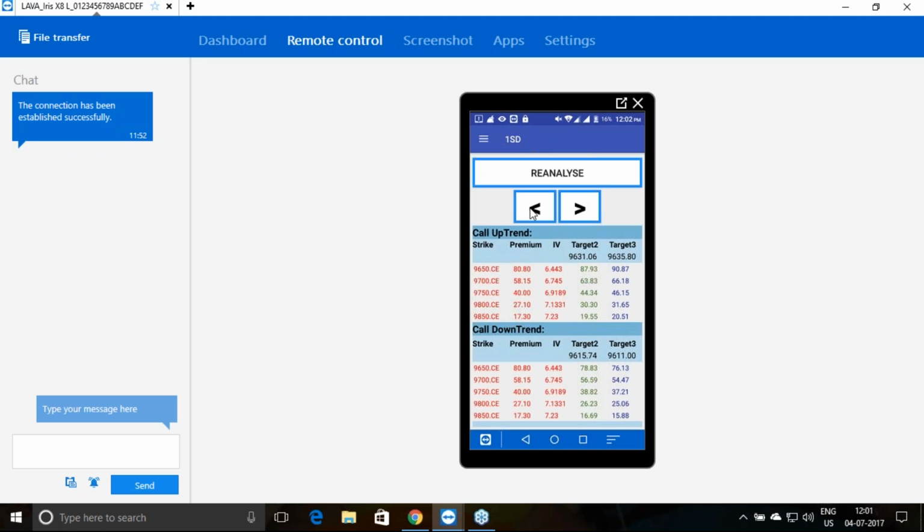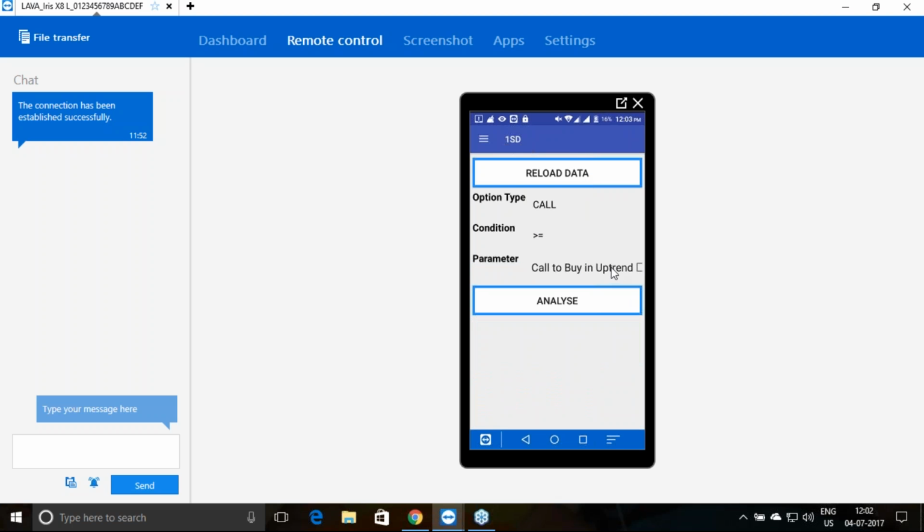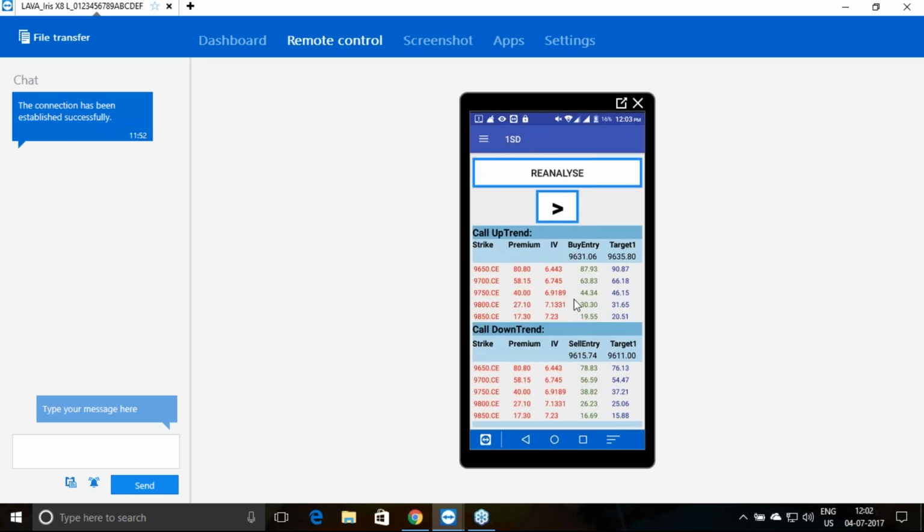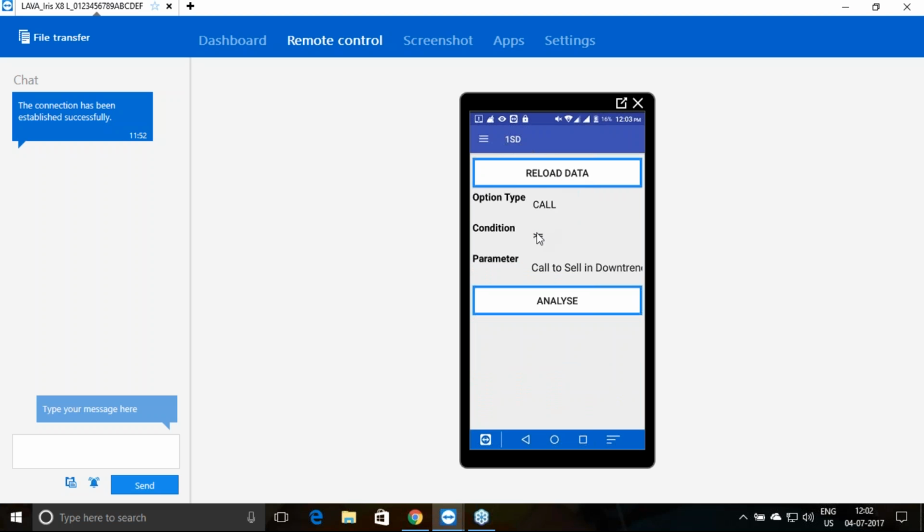So if I'm buying, I must buy at the level of 87.93 and my first target will be 91, second target will be 93, 95, like that. And if I'm going for buying this particular option at 88, my stop loss will be 79. So these are the calls to buy in the uptrend. Same way, the calls to sell in the downtrend. So if the downtrend is starting off, then calls to sell in the downtrend. And do not forget, these are all call strikes above the last traded price.